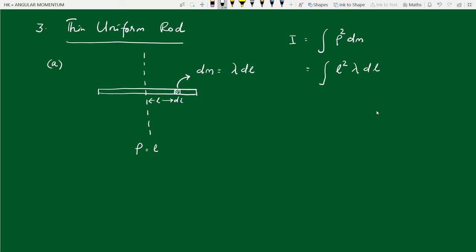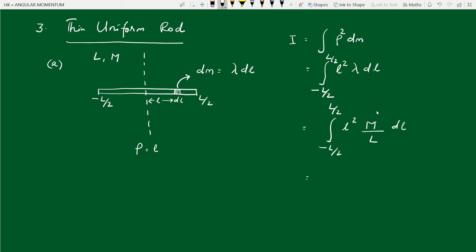Since the axis is passing through the center, we can assume that the coordinate at the center is 0. So this end is minus L by 2, this end is plus L by 2. The total length of the rod is capital L, and its total mass is capital M. So the limits are from minus L by 2 to plus L by 2. So what is lambda? It is given that this is a uniform rod, that is, mass is uniformly distributed throughout the length of the rod. So mass per unit length is total mass divided by total length, times dl.